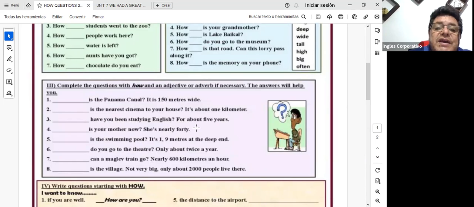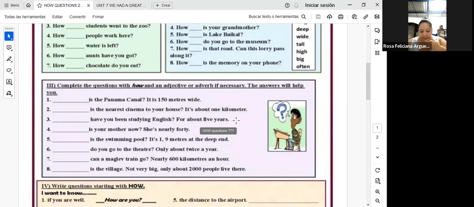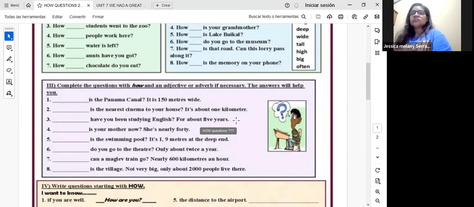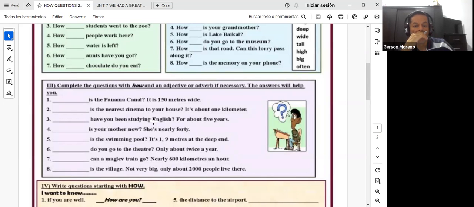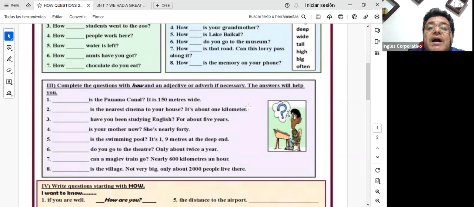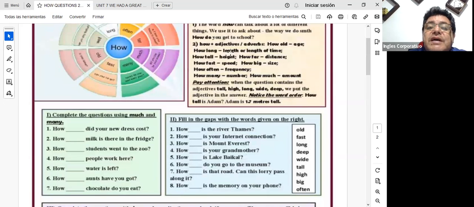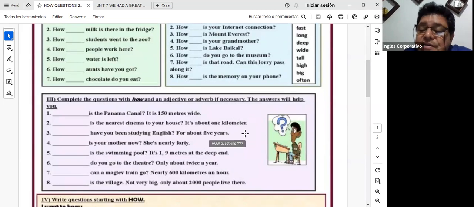Have you been studying English for about 5 years? How often? No, remember, that's frequency. How often do you game? How often is frequency. How long? How long have you been studying? Remember, how long refers to time or distance. You say, how long have you been studying English? For about 5 years. For example, in your case, I ask you, how long have you been studying English?